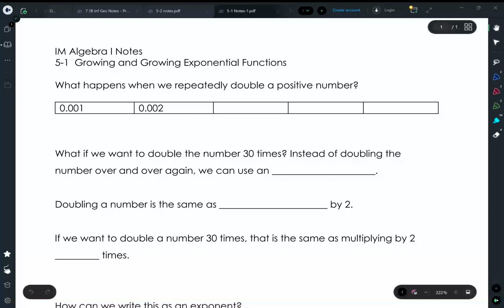Hello class, these are our notes for Algebra 1. This is our Illustrative Math Algebra 1. We are in section 5.1. Today we're looking at growing and growing, so exponential functions.